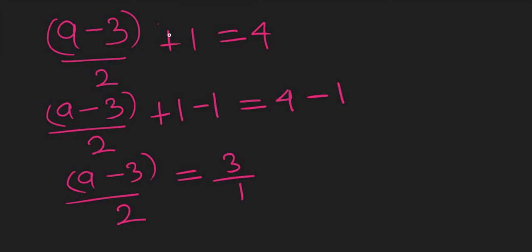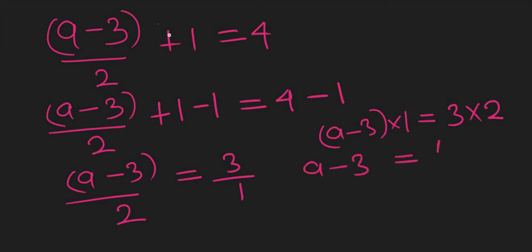Now in this instance, we can apply the cross multiplication. a minus 3 multiplied by 1 should equal 3 multiplied by 2. Therefore, we get a minus 3 equals 6. a minus 3 is eliminated by adding plus 3. Similarly, 6 plus 3. Therefore, we get the value of a as 9.